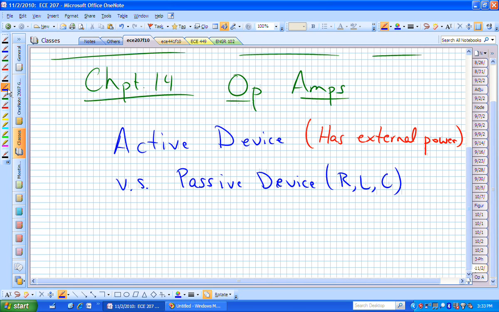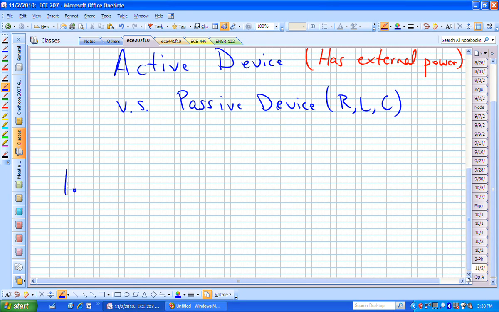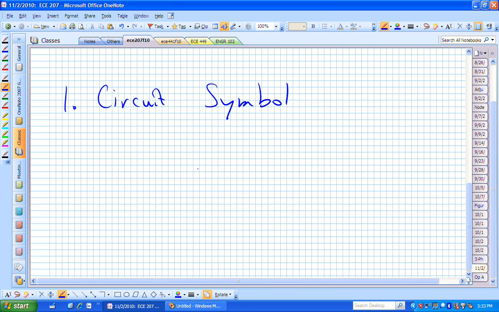Here is the circuit symbol. If you were becoming bored with drawing resistors, capacitors, and inductors, now you have a new symbol that you can sketch. I know, it's so exciting. Here is our device. It's triangular in shape. There's the output, and here are the two inputs. And in this particular sketch, I have not indicated how we supply power to that device.